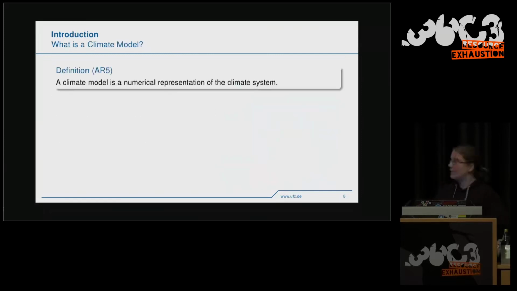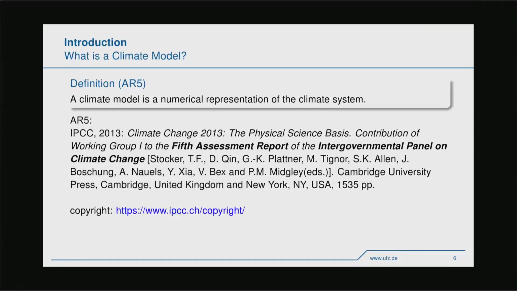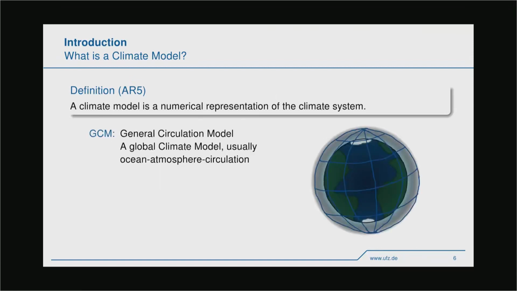So the question is, what is a climate model? The AR5 defines a climate model as a numerical representation of the climate system. The AR5 is a source I will cite quite often, so I have one slide with the whole citation. It's the 5th IPCC report. IPCC is the Intergovernmental Panel on Climate Change, and AR5 is the abbreviation for 5th assessment report.